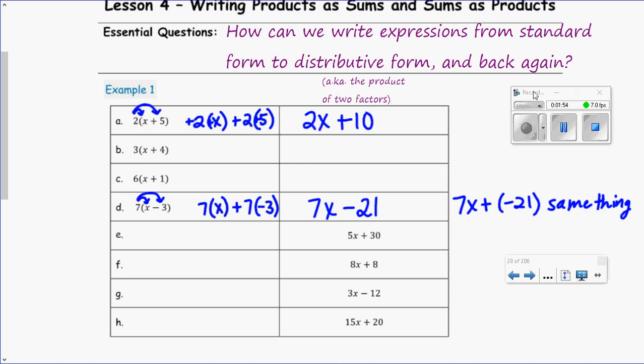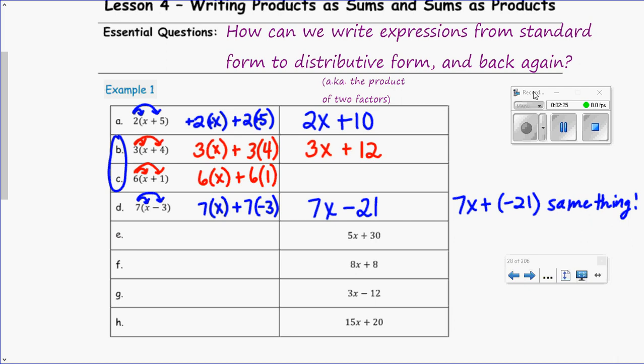Okay, so we've done ones like this. Go ahead and try B and C now on your own, then unpause it and see how you did. Okay, check your work. You're multiplying the 3 to the 2 inside terms, so you should have 3x plus 12. And on C, you should have 6 times x and 6 times 1. And those are all positive. That's why there's a plus sign. So 6x plus 6. How did you do?